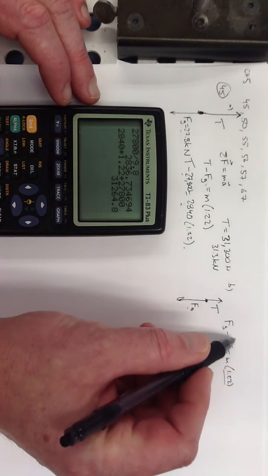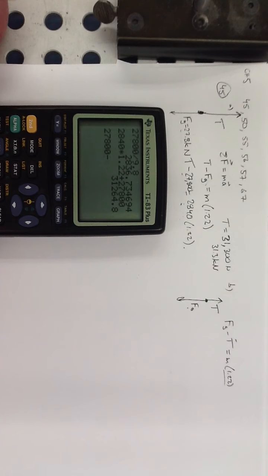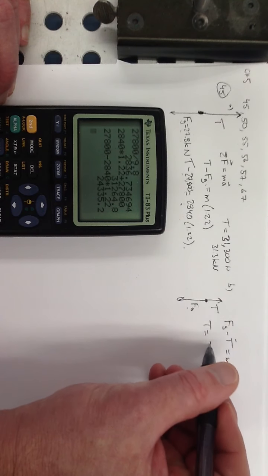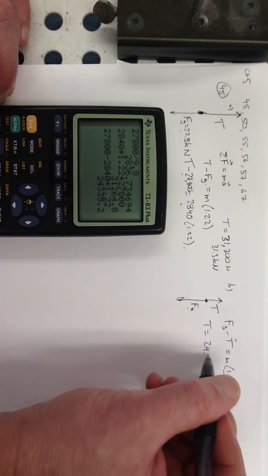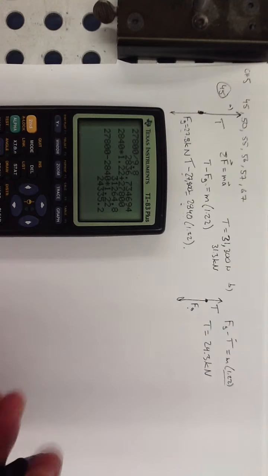So you can see here, if I move the T over here, then I'm going to be subtracting that. So what's 27,800 minus 2840 times 1.22? That is going to be 24,300. They're probably going to say that because they reported kilonewtons in the original problem. All right, let me just check that here. 31.3, 24. Oh, yeah, nailed it. All right.